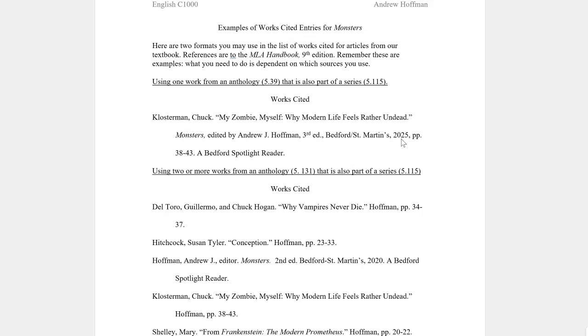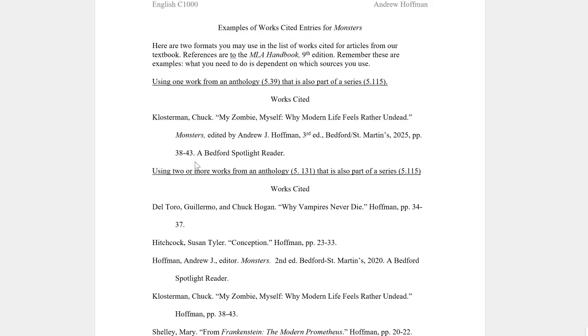We're also going to put down the page numbers. Now in MLA, we use the abbreviation PP to stand for multiple pages. Okay, PP period means it's multiple pages long. And there we go, 38 to 43. Period. And then, because it is a book in a series, the series is called the Bedford Spotlight Reader.